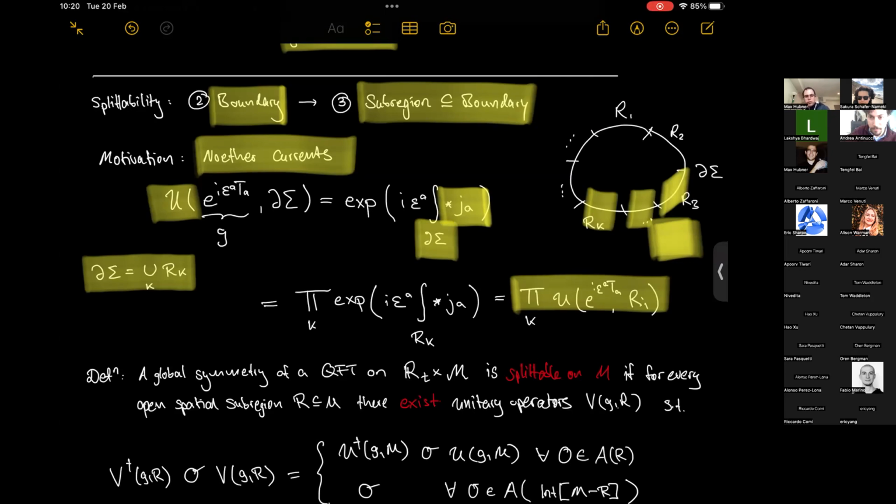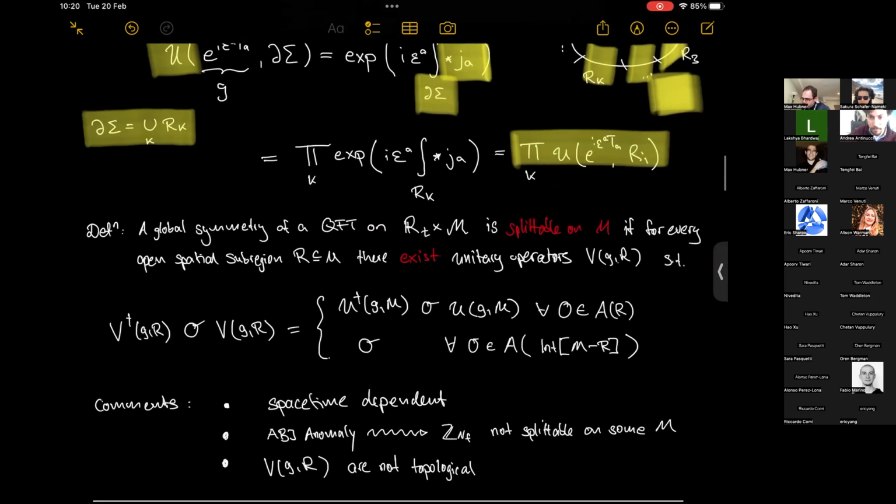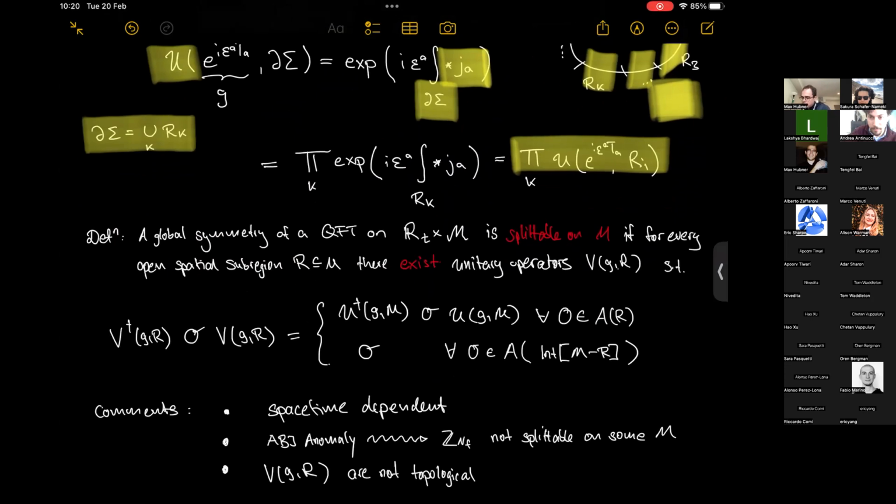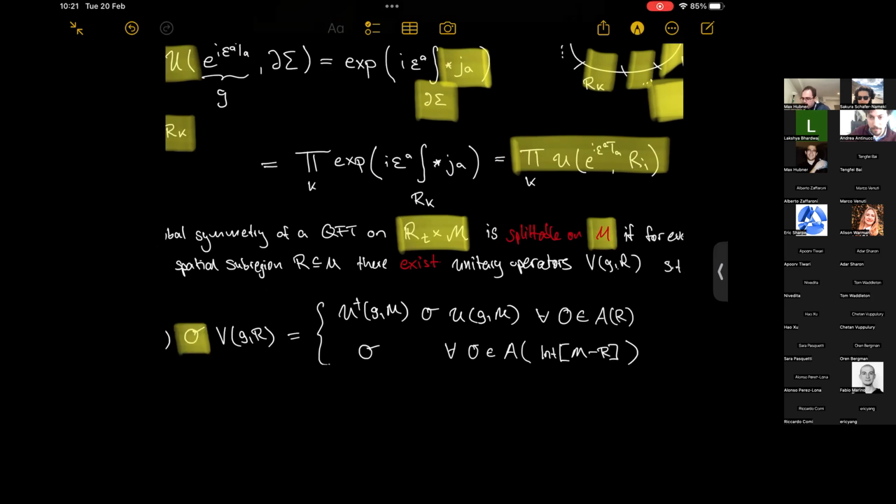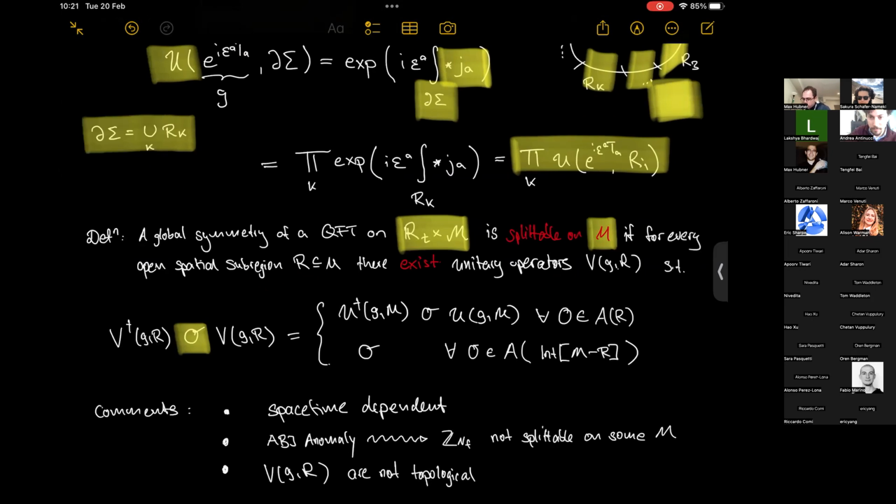And so they push this idea as far as they can push it. They introduce this definition. They say a global symmetry of a quantum field theory on this spacetime is splittable on M if for every open spatial subregion R, so one of these segments above, there exists a unitary operator V such that if I take an O which is in R and I act on it with this V, then it acts exactly as the original symmetry operator does. And if the O is outside of the support of V, then V doesn't act.